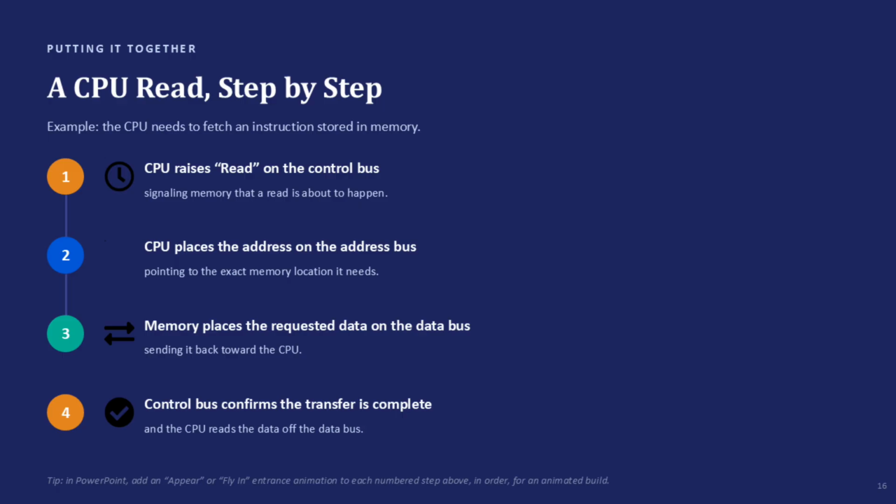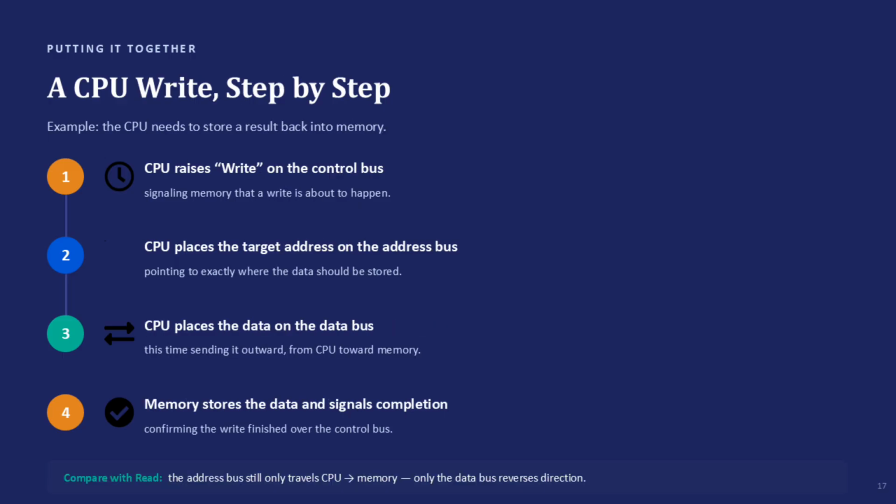Now let's see what changes when the CPU wants to write information back into memory. A write operation is very similar to a read operation. However, one important thing changes. Instead of retrieving information from memory, the CPU is now sending information to memory. Let's imagine the CPU has just finished calculating the total marks of a student. The result now needs to be stored in memory. Let's see how that happens.